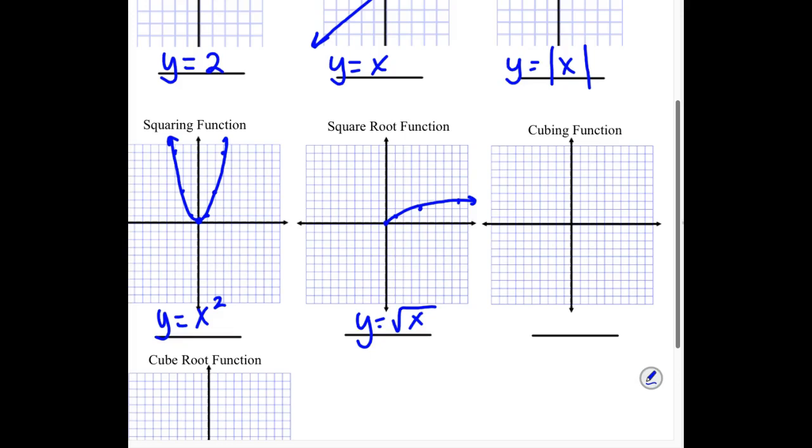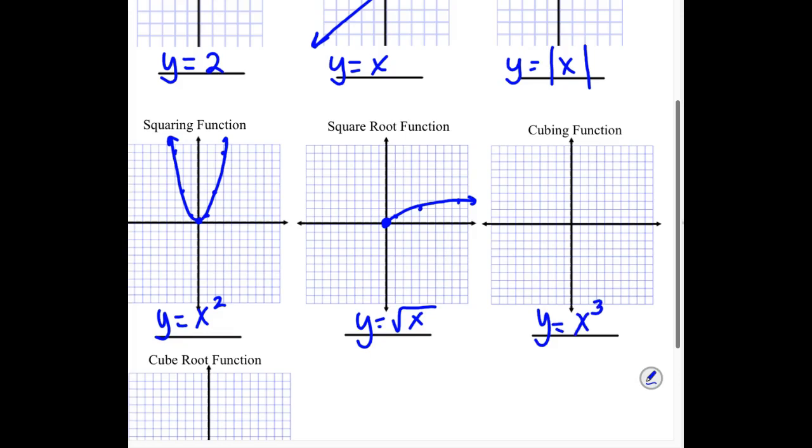I would be very specific on your graph, maybe make this really enlarged. That is the vertex of that, and that's the end point. Okay, your square root graph doesn't go beyond that. So it's kind of like half of our parabola, right? Just tipped on its side. Okay. Cubing function.